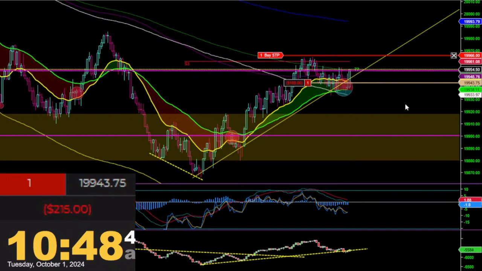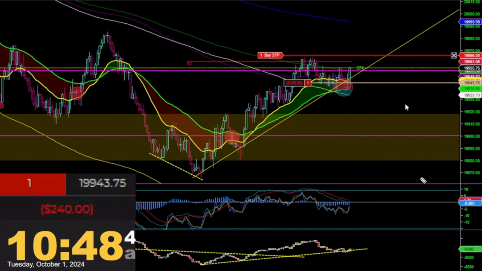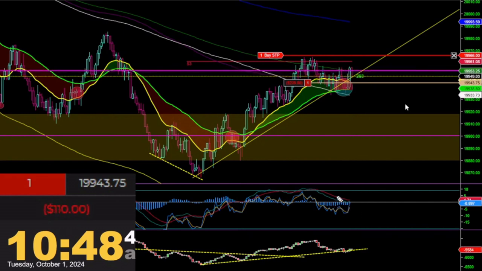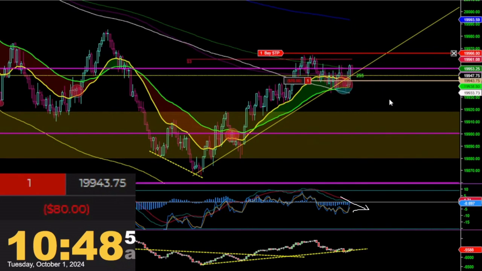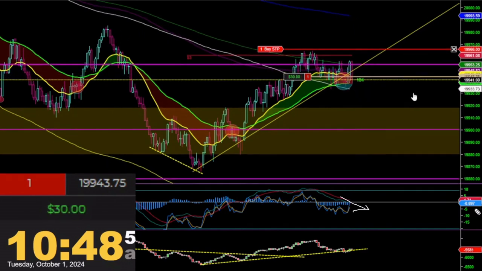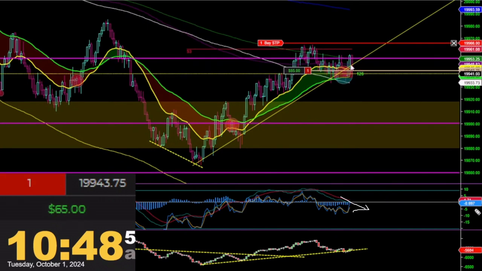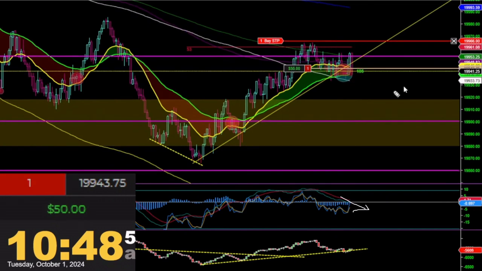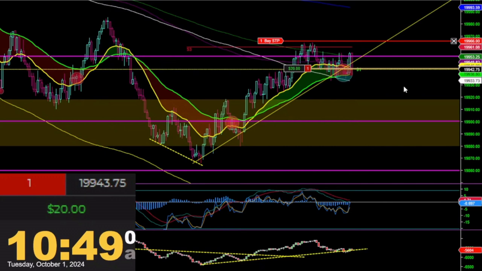You're waiting for this trade to develop. I'm still confident. This line over here is about to cross over the middle line, which is good. And again, it's only one contract, so it's not really a big deal.